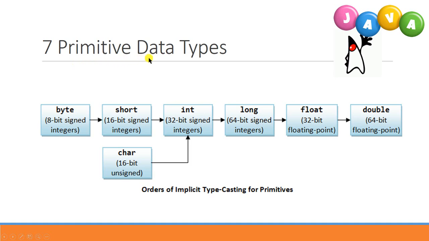There are 7 primitive data types: byte, short, int, long. These 4 types we call integer types. And we have float and double. These 2 we call floating point data types. And 1 unsigned integer type, which people call the character type, or some people pronounce it as char, C-H-A-R, and it is actually a 16-bit unsigned integer. These arrows show you the order of implicit type casting for primitive data types. That means you can convert a data type from the left side to the right side without any type casting operators.